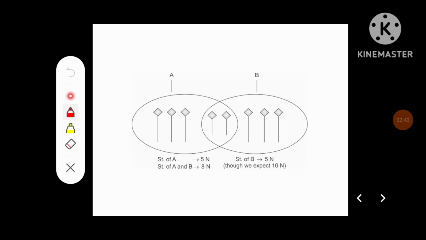Okay, so this diagram shows that when A and B are separately stimulated, they will be able to excite 5 neurons each, and when they are stimulated together, they will be able to excite only 8 neurons, because some of the neurons are common to both A and B, and this property is called occlusion.